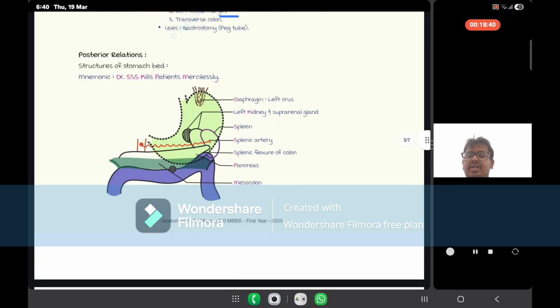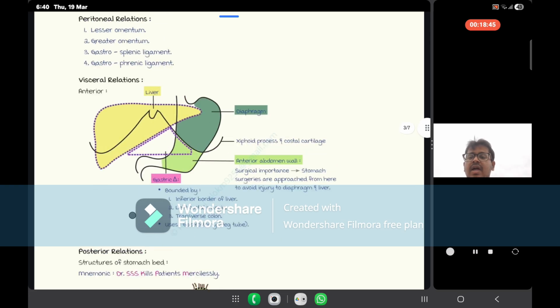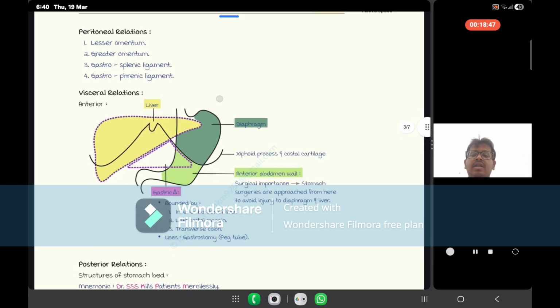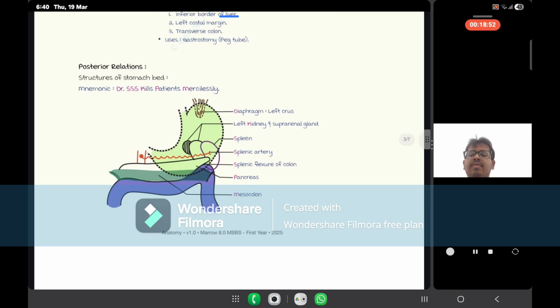So now we move to the posterior relation. We have already seen the anterior relation, in which we saw the peritoneal relation and visceral relation. Now another relation is the posterior relation, for which we have to learn a simple trick: Dr. SSS kills patient mercilessly. This is the mnemonic so that we can understand what structures are located posteriorly to the stomach. Understand what I want to say? The mnemonic: Dr. triple S kills patient mercilessly.